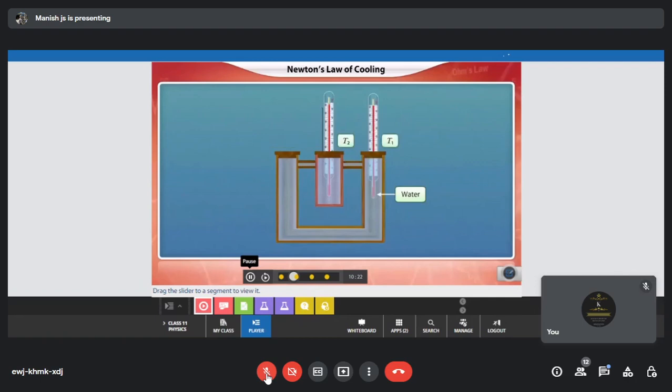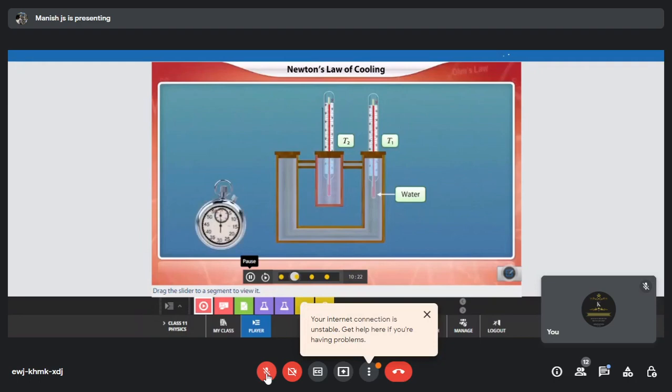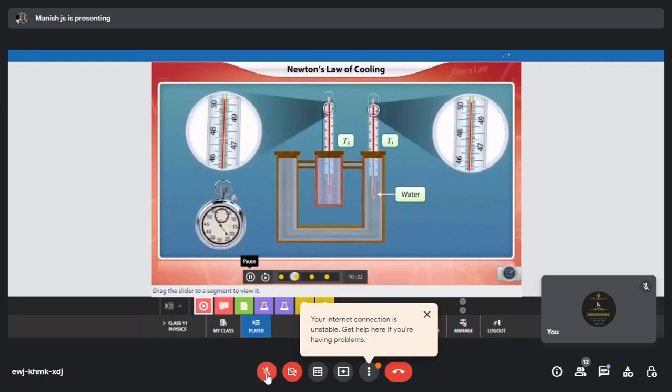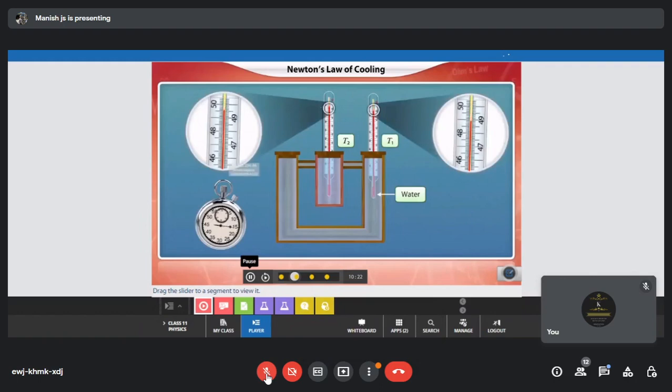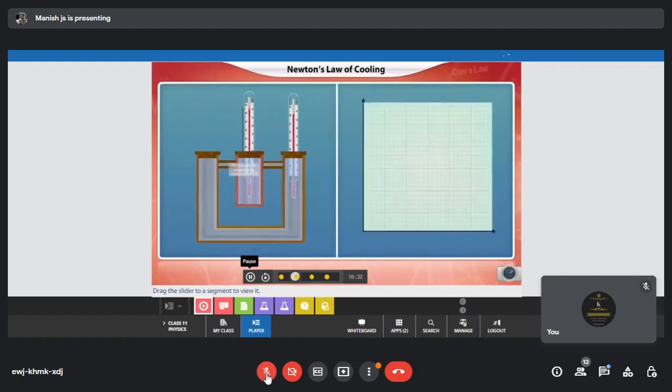Two thermometers are placed through corks to note the temperature of water between the walls of the vessel and in the calorimeter. The temperature readings of the two thermometers are recorded after equal intervals of time. Now, if a graph of the logarithm of the difference in the two temperatures is plotted against time, we get a straight line graph with a negative slope.